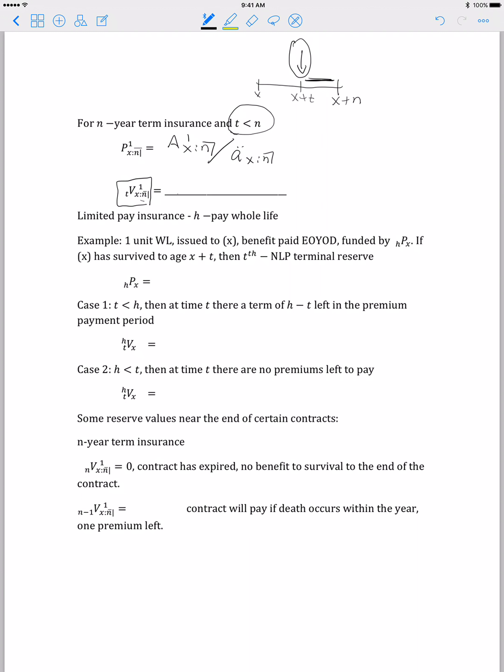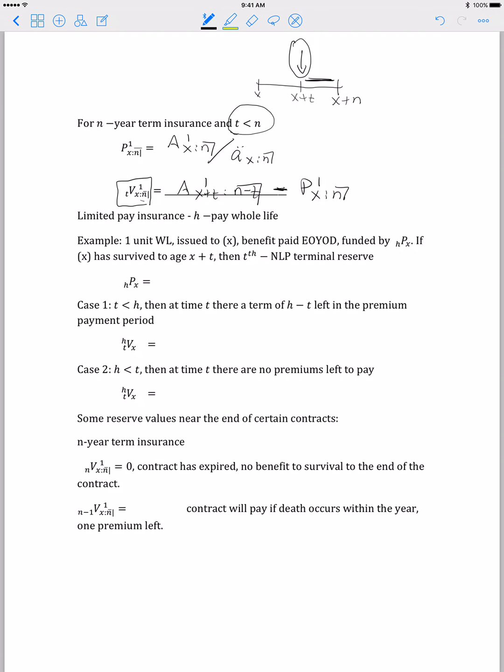So that's just going to be term insurance issued to someone age X plus T, and how much time is left? N minus T years. So that is term insurance issued to age X plus T, and there's N minus T years remaining. So that's the actuarial present value of future benefits minus the actuarial present value of future premiums.